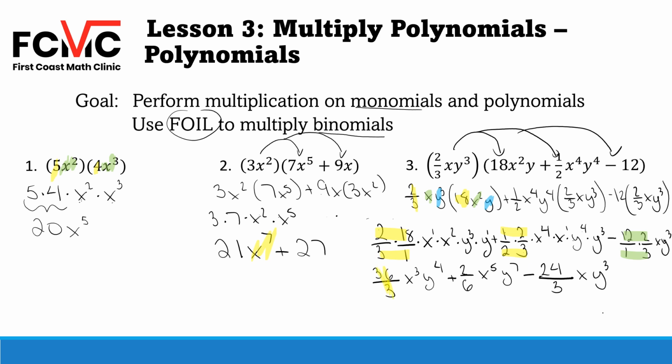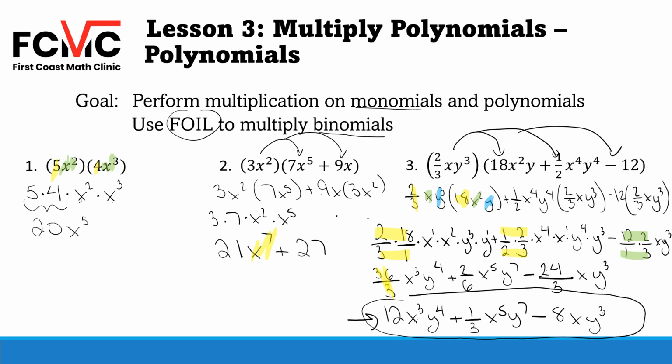36 divided by 3 gives me 12 x to the third y to the fourth, plus 2 over 6 simplifies to 1/3 x to the fifth y to the seventh, minus 24 divided by 3 is going to be 8x y to the third. And at this step, all my variables are the same, but the exponents are different. X to the third y to the fourth, x to the fifth y to the seventh, x y to the third. So at this step, we don't have any other like terms, so our answer here is finished, and this is going to be our final answer for number 3.